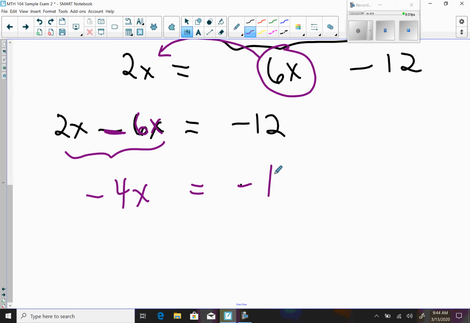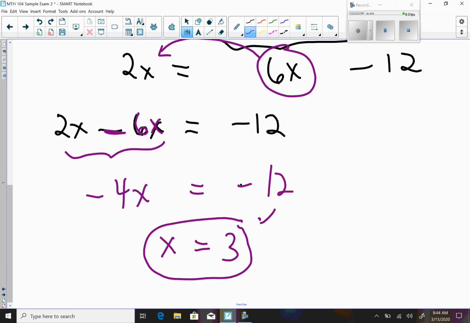Copy all this. And now we're going to divide both sides by negative 4. That's it. X equals 3. Negative 12 divided by negative 4 is positive 3. The last step to get from here to here was divide both sides by negative 4. A negative divided by a negative is a positive.